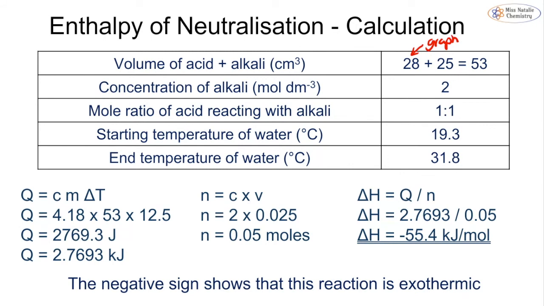My volume of alkali I had set at the beginning, in this case was 25. So my total volume of mixture is 53 centimetres cubed, and that's going to be 53 grams. I know my concentration, and I know my mole ratio, and then I can work out my delta T as well. So delta T is going to be equal to 12.5, because it's 31.8 take away 19.3. So I can work out my heat energy, which is Q. So I have 4.18 times 53 grams times 12.5, and I get an answer of 2.7693 kilojoules.